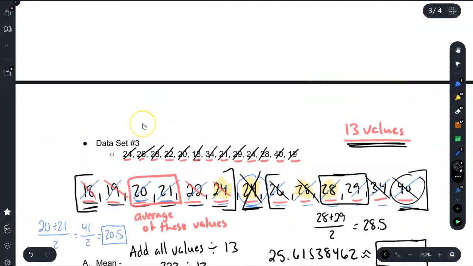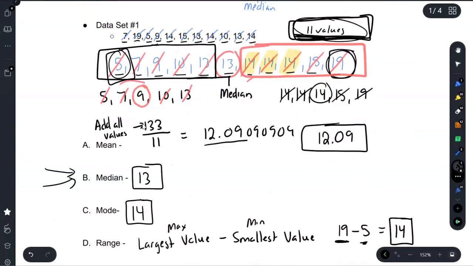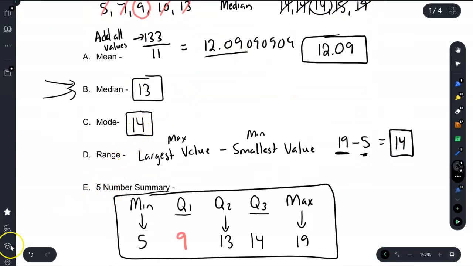So I did data set 3 and data set 1, so that's going to leave y'all with data set 2 and data set 4 to complete for this assignment.